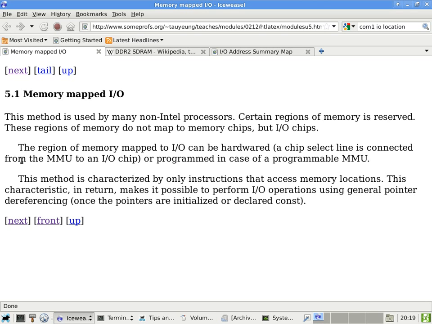Is there an advantage to doing it that way? Oh yes, because the number of instructions will be smaller. You don't need a separate set of instructions to deal with I/O locations. It will be the same set of instructions that you normally use to access memory. And that's why most RISC architectures are memory mapped. Because remember, what does RISC stand for? Reduced instruction set computer, right? So this is one way to reduce the instruction set, because you only have one set of instructions to deal with both input-output as well as memory access.